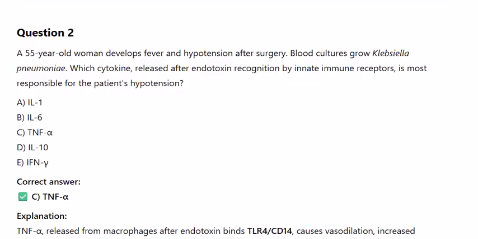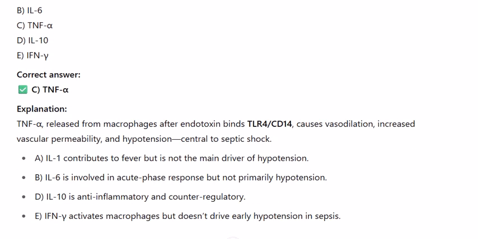C. TNF-alpha. Explanation. TNF released from macrophages after endotoxin binds TLR4 CD14 causes vasodilation, increased vascular permeability, and hypotension central to septic shock. A. IL-1 contributes to fever but is not the main driver of hypotension.